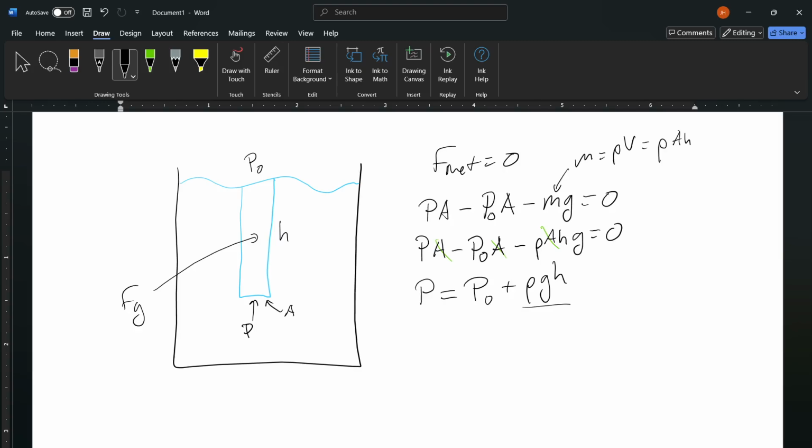And so we should be able to find out what the pressure is at any level, any depth h, in a container of water by just measuring its depth and knowing the density, and then knowing the pressure at the top of the container.